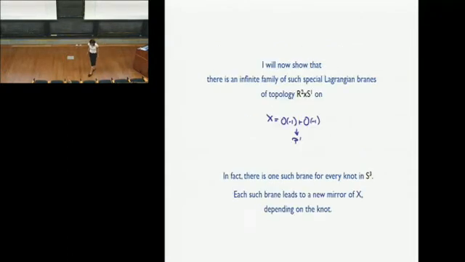Now, what I'll show now is that, in fact, this happens. If you study a Calabi-Yau, the conifold, the O(-1) plus O(-1) bundle over a P1, so it's the conifold with an S2, there is, in fact, one such brane for every knot in S3. And every such brane would then, by this generalization of SYZ, lead to a new mirror depending on the knot.